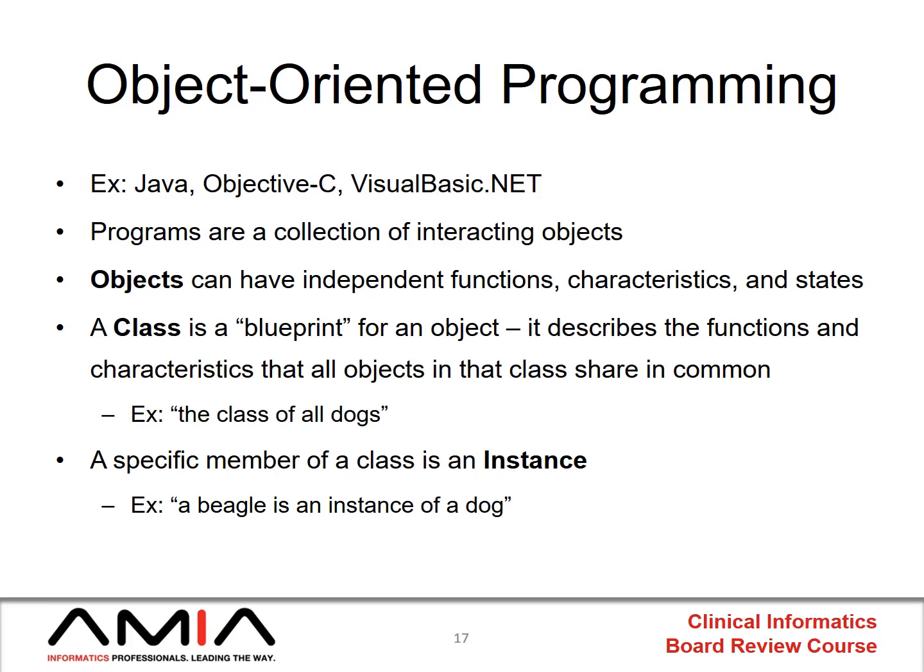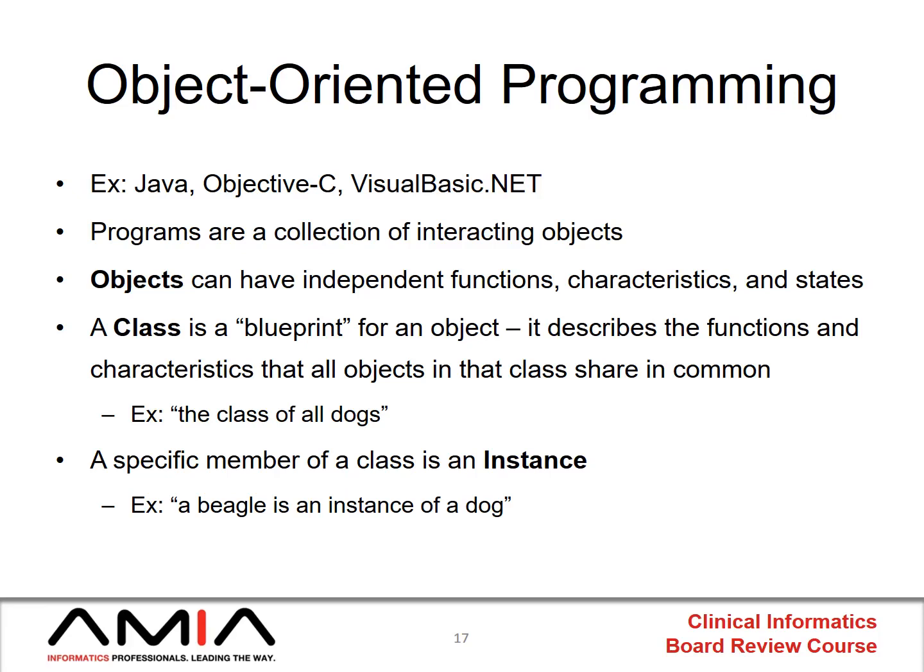The class describes the functions and characteristics that all members of that object have in common. So let's say, for example, I wanted to write a computer program that had something to do with dogs. I might first define the class of all dogs. Let's say it's a veterinary tracking system or something like that. So I need to be able to represent a dog somewhere in this software system. So I might create a blueprint for what represents a dog and what dogs can do and the characteristics they possess, the attributes they have.